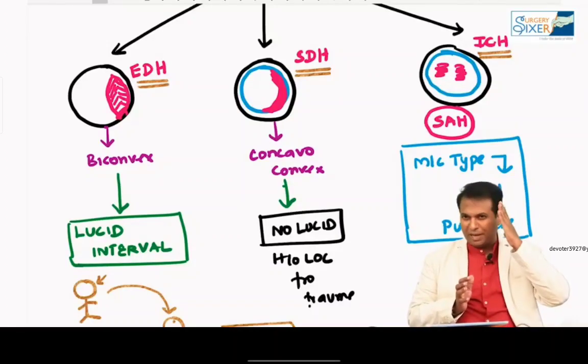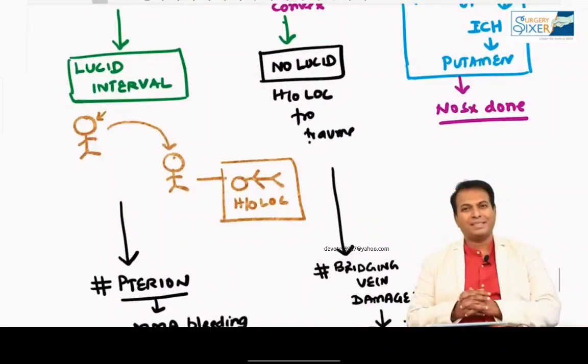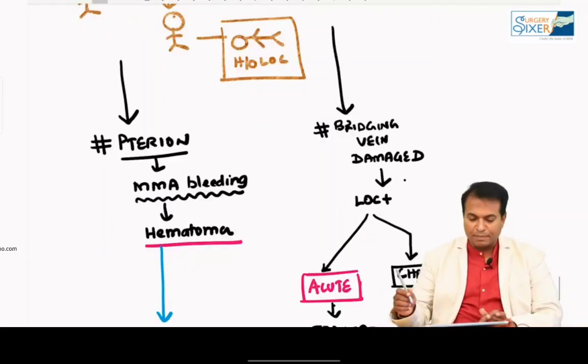EDH is due to rupture of the middle meningeal artery. There is a lucid interval. SDH is due to rupture of bridging veins. There is no lucid interval. The patient comes to hospital from the time of injury.